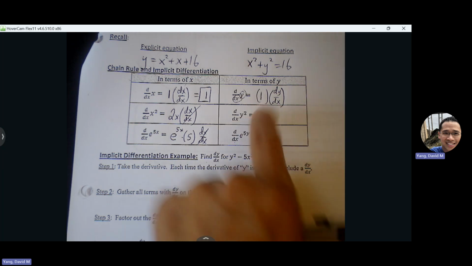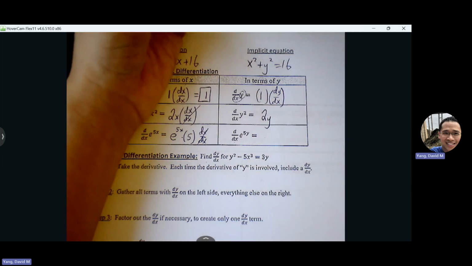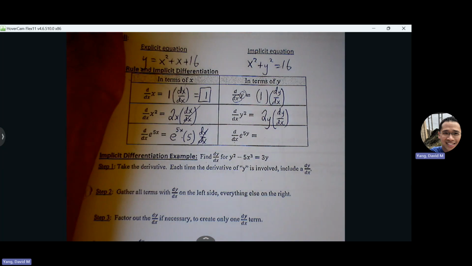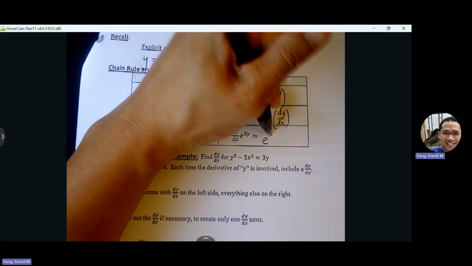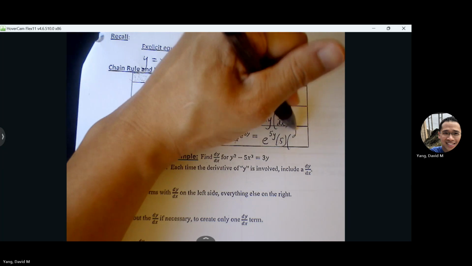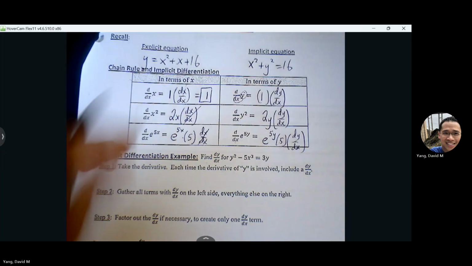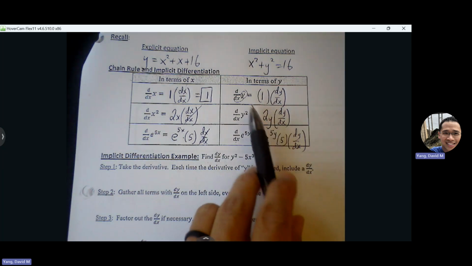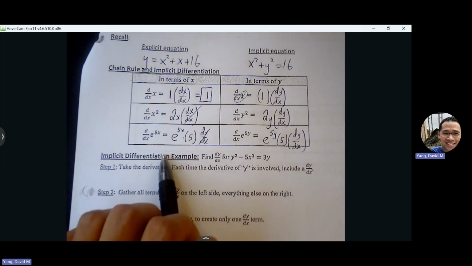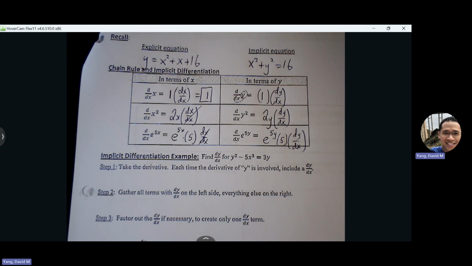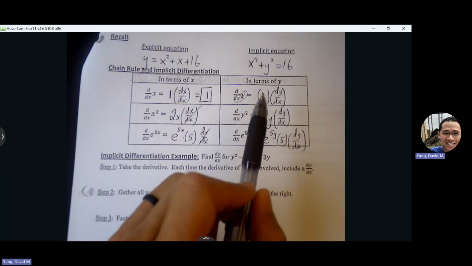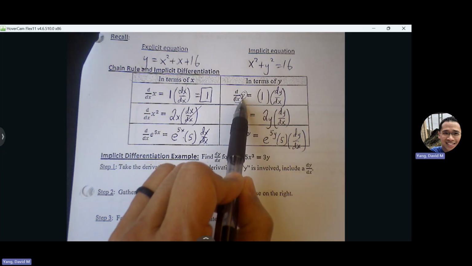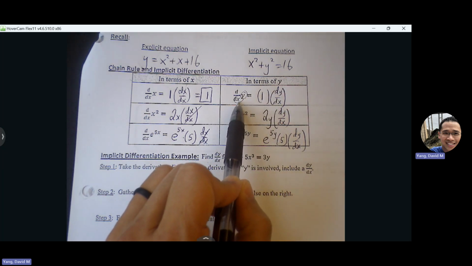Same idea here. Y squared becomes 2y, and then we need to ask for y's derivative with respect to x. E to the 5y becomes e to the 5y times 5 dy dx. So basically, whenever we take the derivative involving y, we go through the same rule that we would if we treated it like x initially. But because we're asking for y's derivative, we have to include this dy dx because y is acting as a dependent variable with respect to my independent variable x.